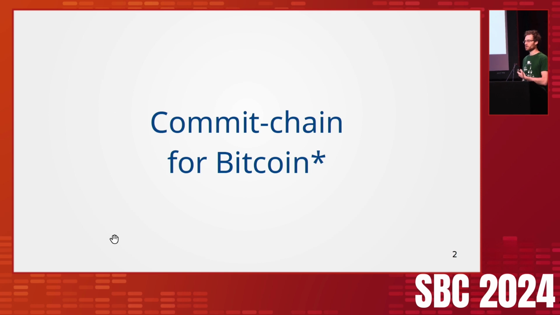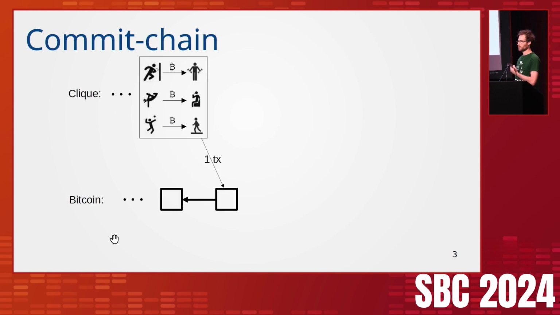So we're going to talk about Bitcoin Clique, which is work that has been presented at ACNS this year. What I'm going to present to you today is a construction for a commit chain on Bitcoin, or rather, with a little asterisk there. We're going to talk about that later. First of all, what is a commit chain?